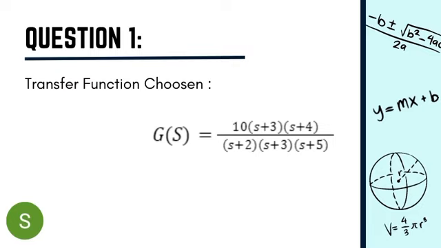So today our group will be presenting about our mini project. So for the first question, we choose a transfer function where the expression is 10 times the quantity s plus 3 times the quantity s plus 4, divided by the quantity s plus 2 times the quantity s plus 3 times the quantity s plus 5.